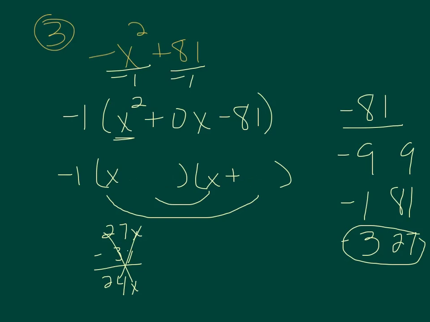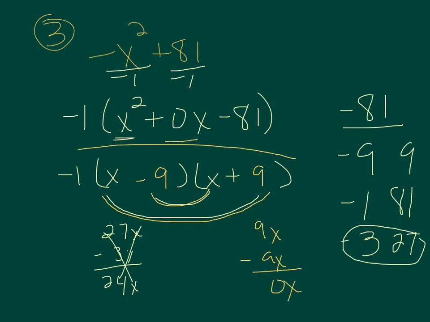And I'm going to try now my negative 9 and my positive 9. So outside, x times 9 is 9x. Negative 9 times x is negative 9x, and I get 0x, which is what I wanted, so there's my answer. That's how you factor when there's a missing term. Have a great day. See you in class, guys. Make sure you take good notes.